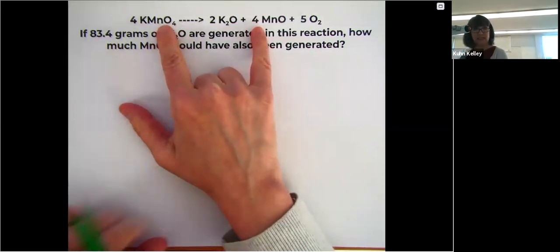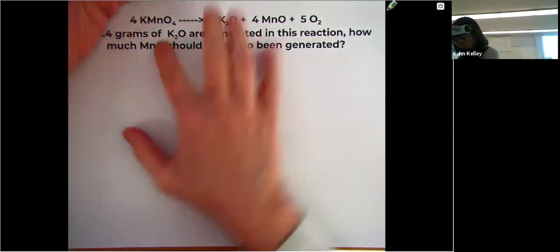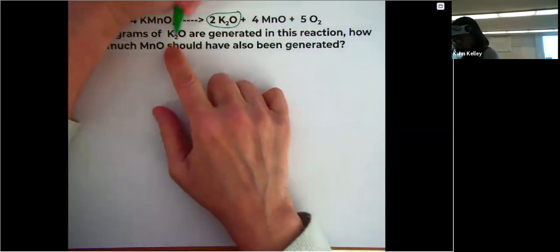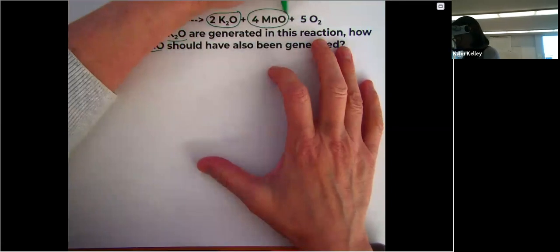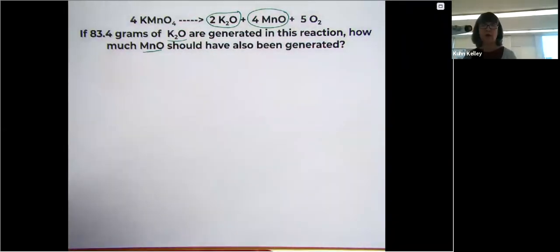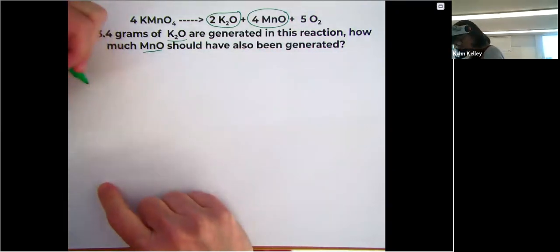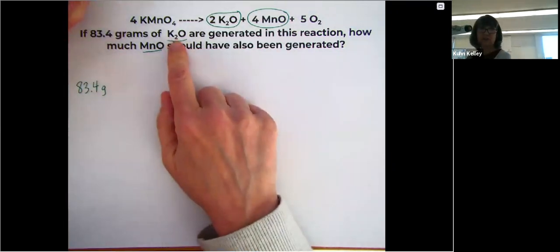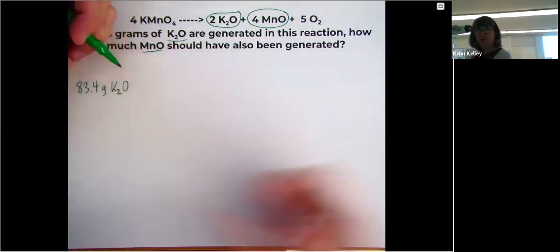Yes. Second step, read the question and circle the substances that are involved. So in this case, I've got potassium oxide, and I've also got manganese oxide, manganese 2 oxide. So they're on the same side. That's okay. The process is still exactly the same. My third step is to start with my gram quantity in the problem. So I'm going to start with my 83.4 grams, and I'm going to make sure to attach it to the substance it's attached to. If you don't do that, sometimes it's easy to accidentally solve the wrong way.